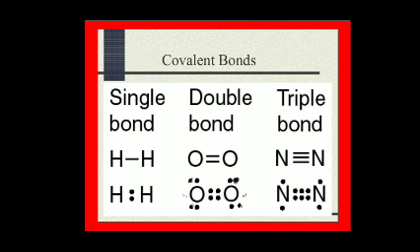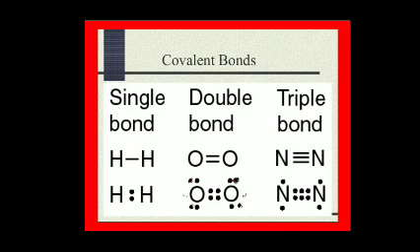Covalent bond, already we discussed. In the hydrogen molecule there is a single bond. In the oxygen molecule there is a double bond. In the nitrogen molecule there is a triple bond. The single bond between hydrogen and hydrogen is the mutual sharing of two electrons to form a single bond. The single bond is a sigma bond.